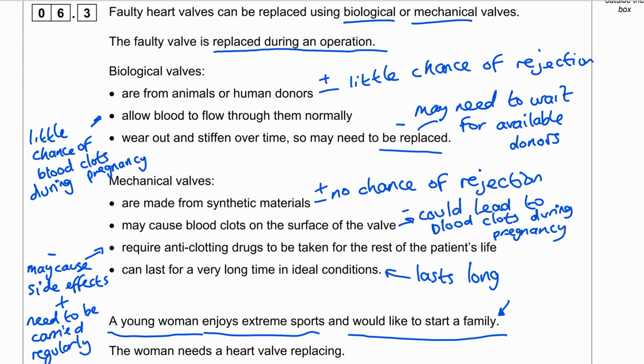So if we look at the first points for biological and mechanical, it's to do with rejection. So for our mechanical valve, there's no chance of rejection, but for our biological valve, we said there's a little chance of rejection. So what we can do then is just change the wording. So it says there's a higher chance of rejection with our biological valve, which means it's not actually positive anymore. It's actually a negative point comparing it to mechanical.